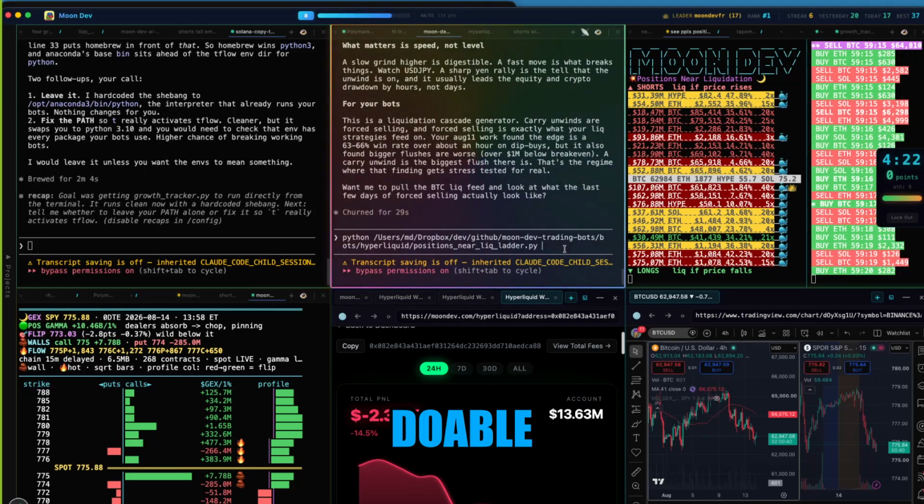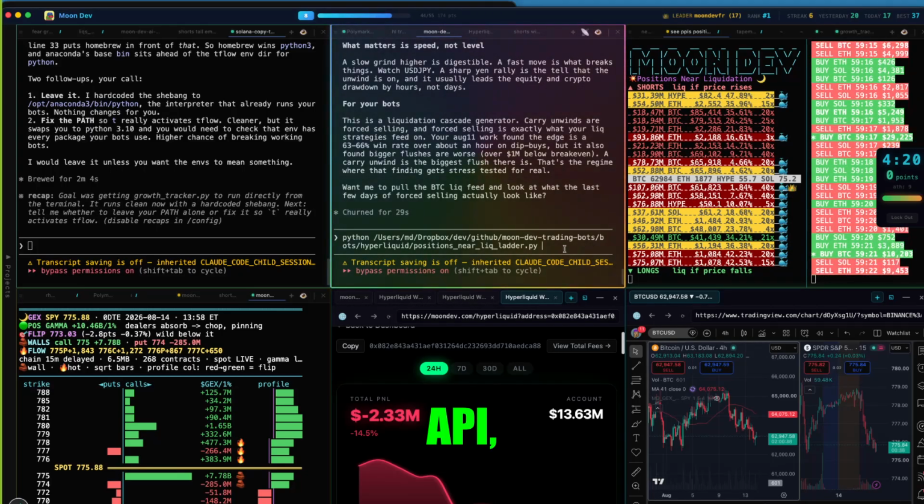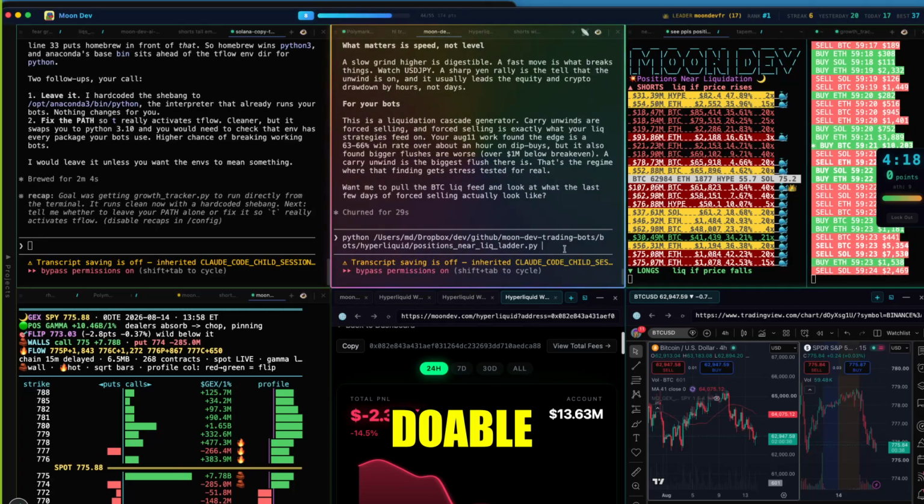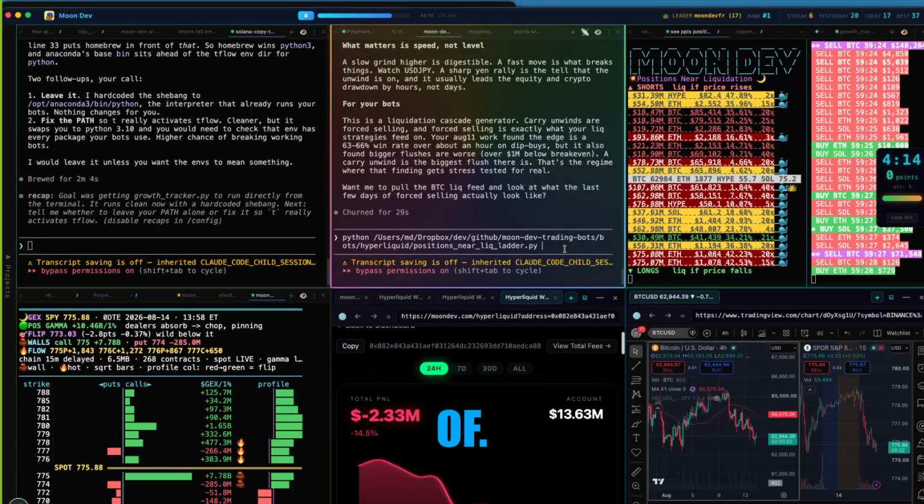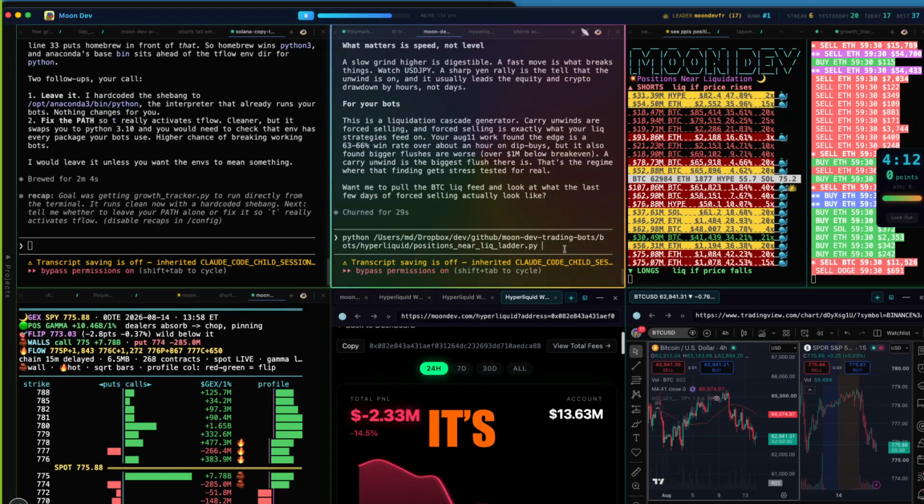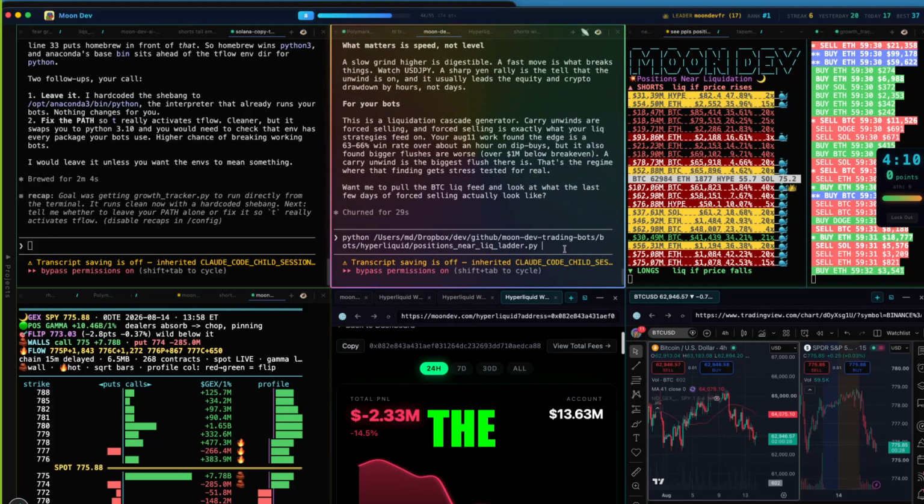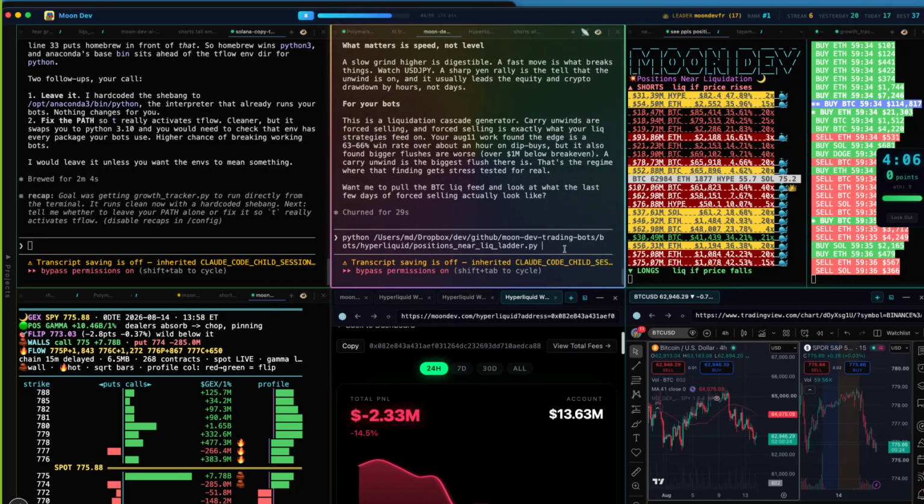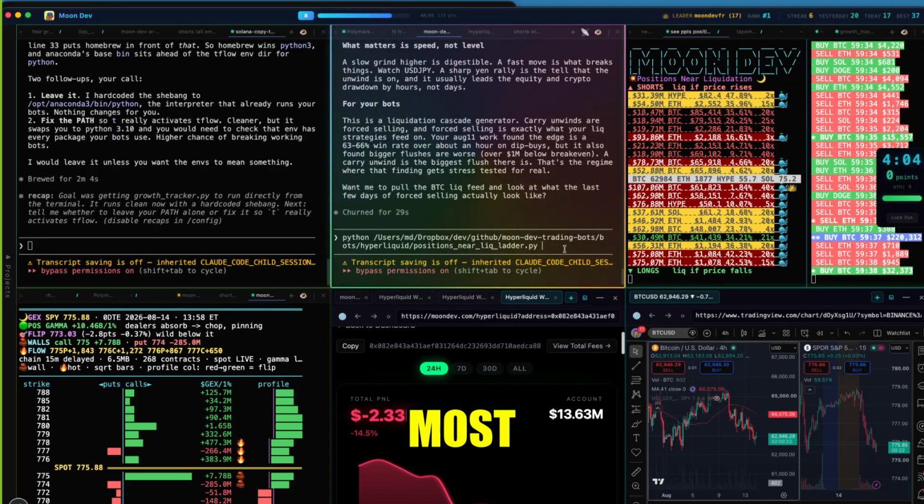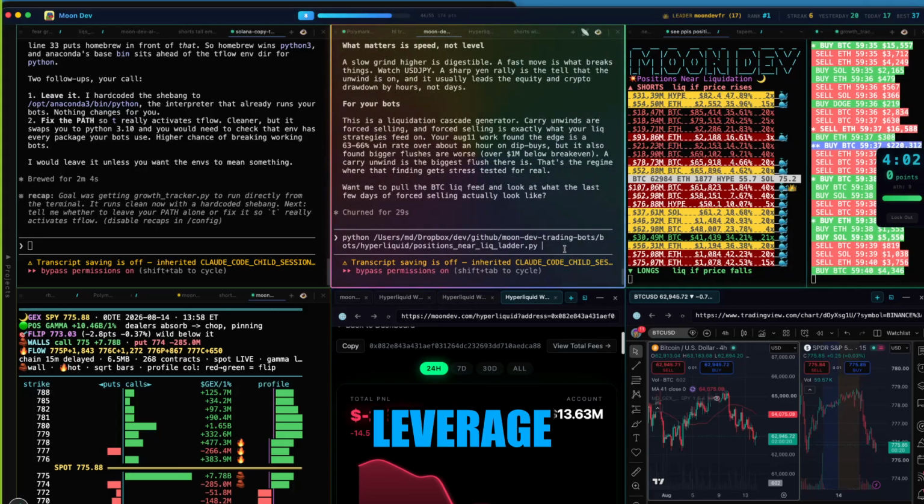So it's really only doable because of the Moondev API, but it's really only doable because Hyperliquid is an open source exchange, kind of. Not open source, but every transaction's on the chain, so you can track everybody's positions. And this is important because most people that use excessive leverage get liquidated.